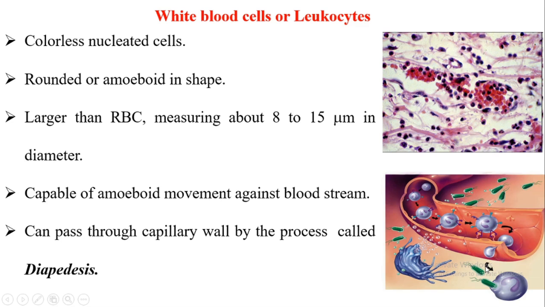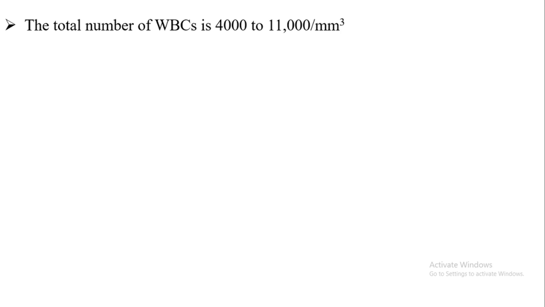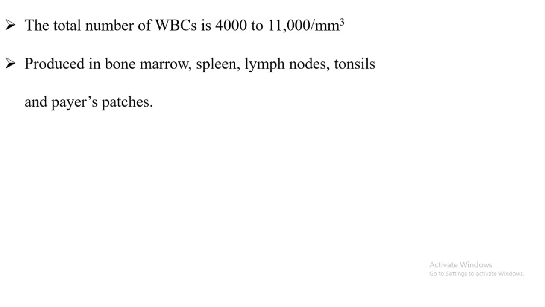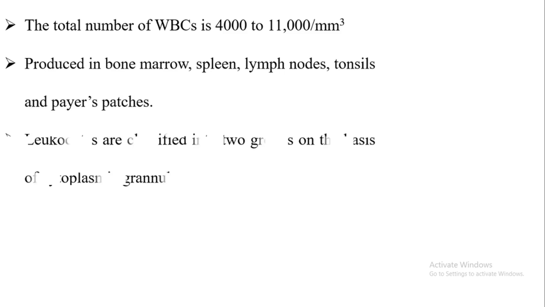This occurs when there is need of phagocytosis outside the blood in the tissue. So these WBC, they can move out of the blood capillaries and they can kill the pathogens outside the blood, and this process of passing through the wall of capillary is called as diapedesis. Total number of WBC in the blood is approximately 4,000 to 11,000 per cubic mm of blood. They are produced in bone marrow, spleen, lymph node, tonsils and Peyer's patches.